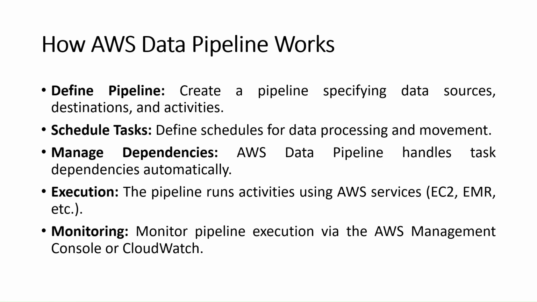The data pipeline is like a blueprint for your data workflow. So you tell AWS Data Pipeline where your data is coming from, for example S3, and you need to specify where it needs to go, and what needs to be done along the way.